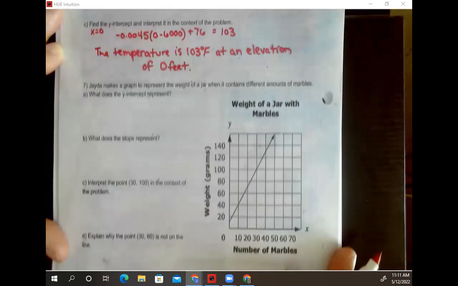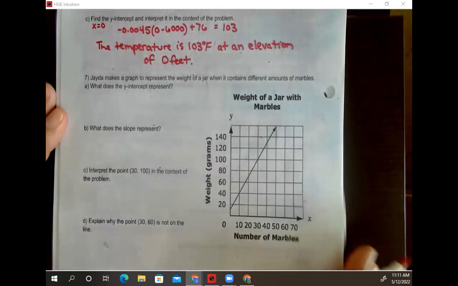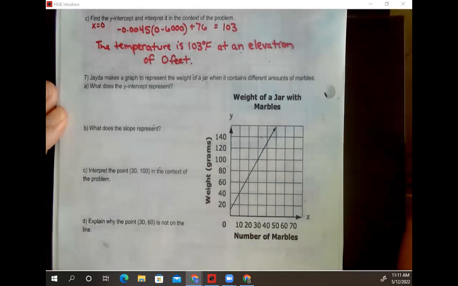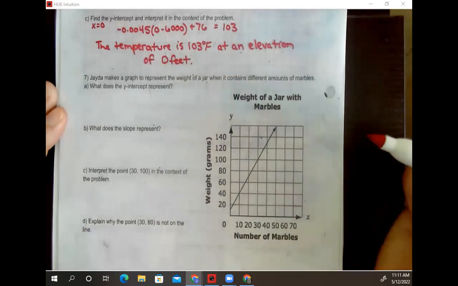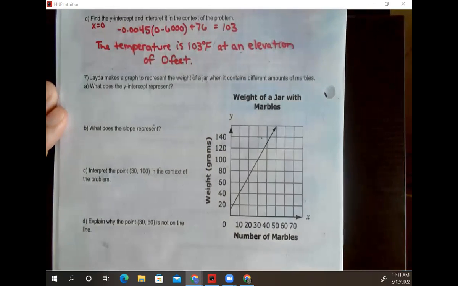And for number 7, we've got a graph here. It says Jada makes a graph to represent the weight of a jar when it contains different amounts of marbles. What does the y-intercept represent? It doesn't actually ask you to give the y-intercept here. If it did, we would have to estimate. It looks like definitely it's less than 20, maybe a little more than halfway. So maybe our y-intercept is about 12, something like that. But it didn't actually ask me for that. It just wants to know, what does it represent?